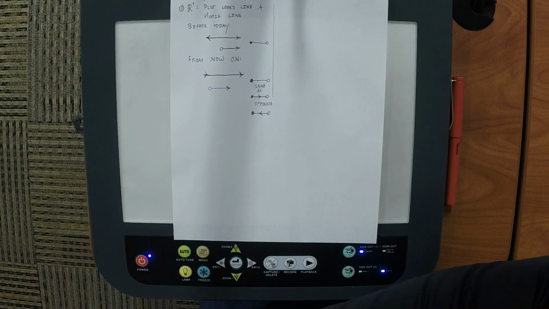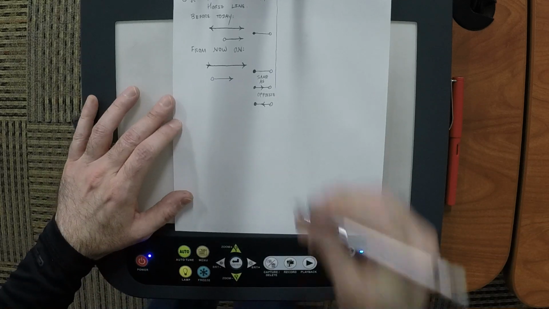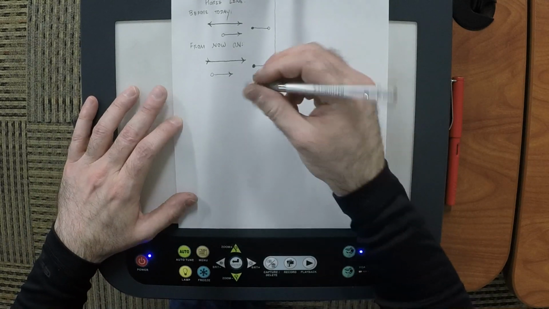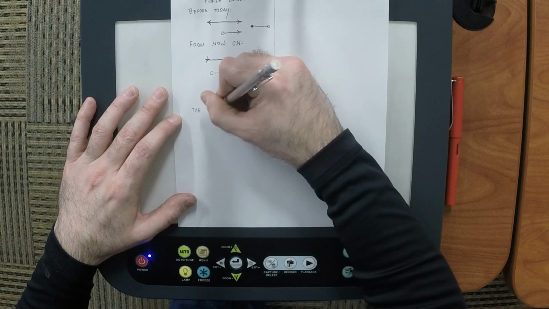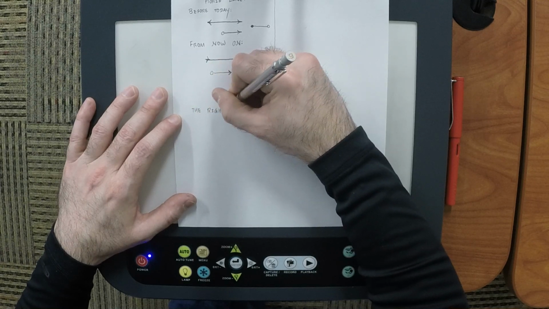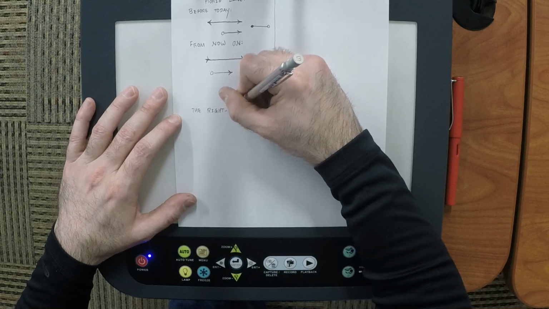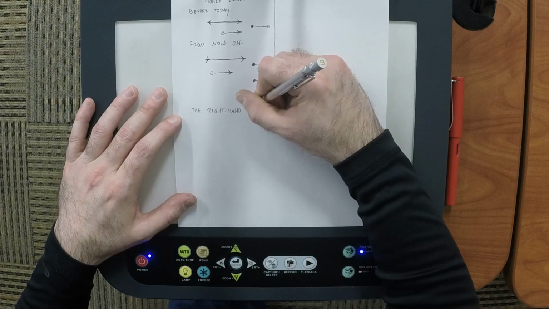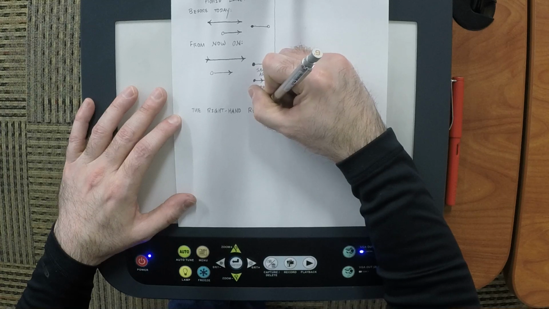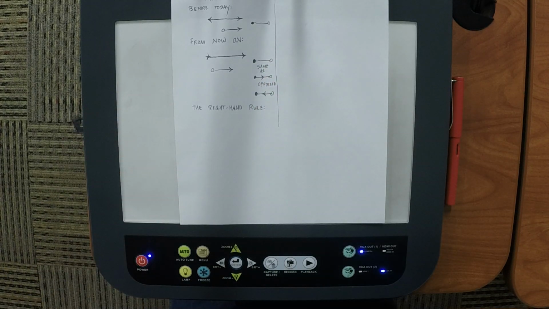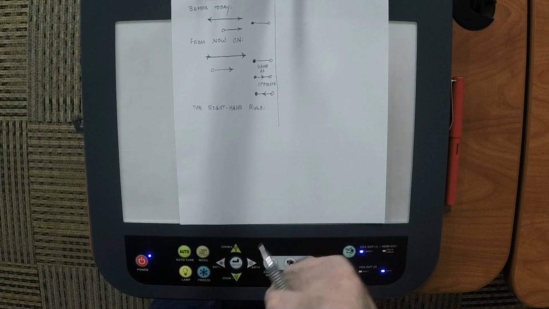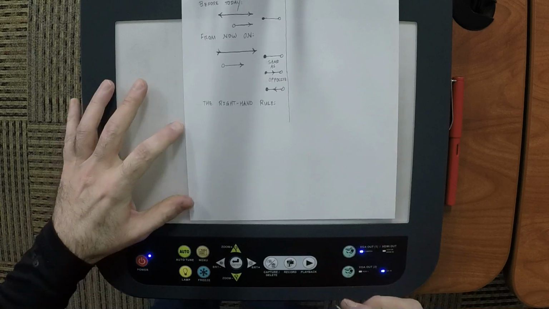All right, so now here's the deal. We have the right-hand rule. The right-hand rule is that on the real line, when you're drawing it, the increasing direction is to the right.